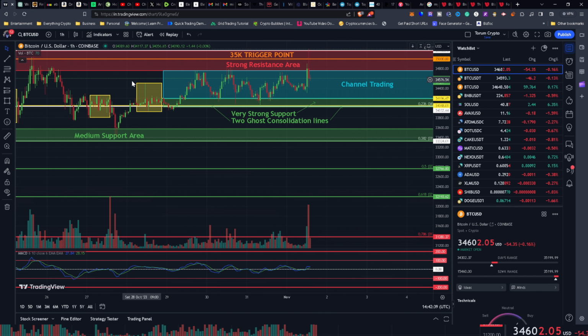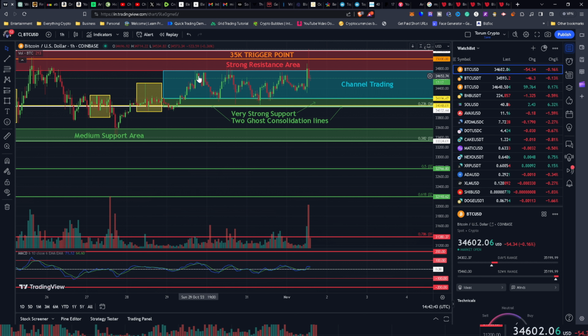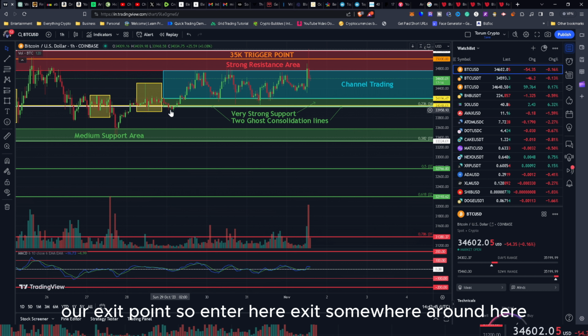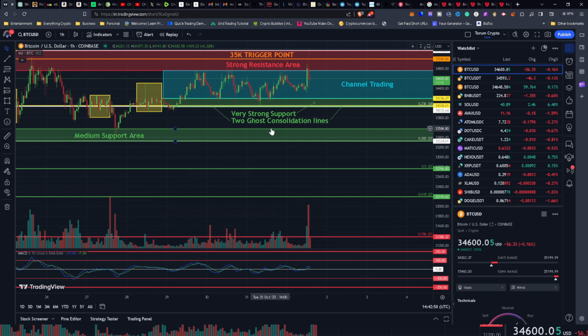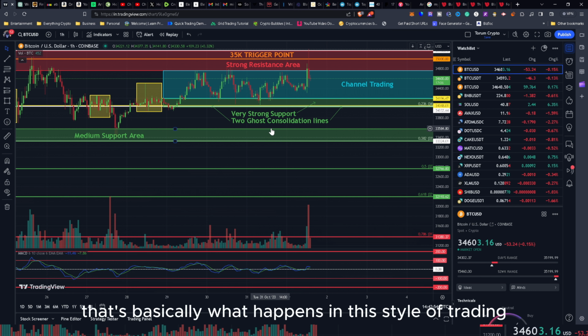Okay, that's where we would have set our exit point. So enter here, exit somewhere around here. Everybody trades a little different, but that's basically what happens in this style of trading.